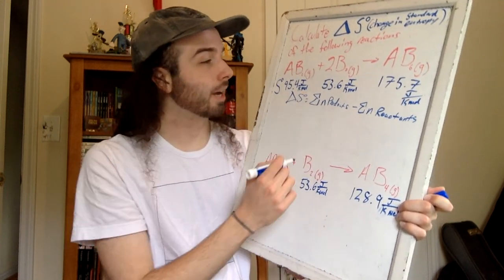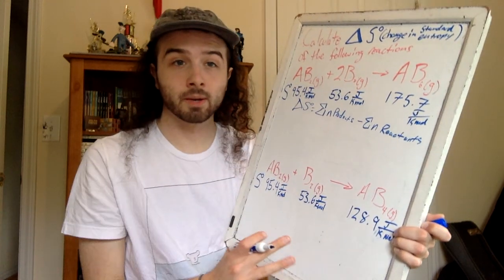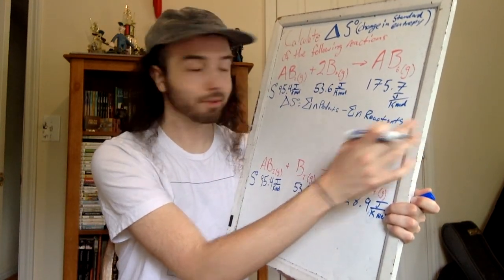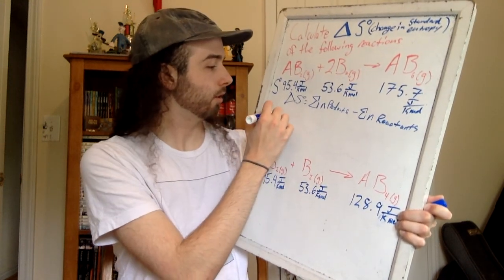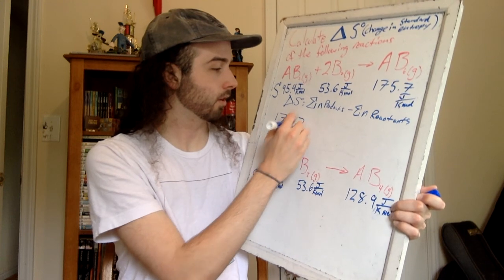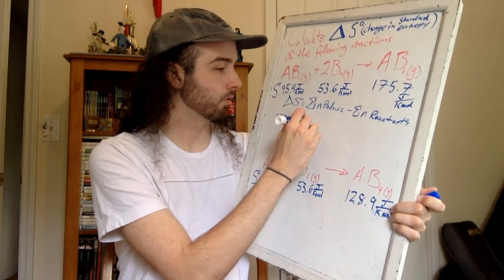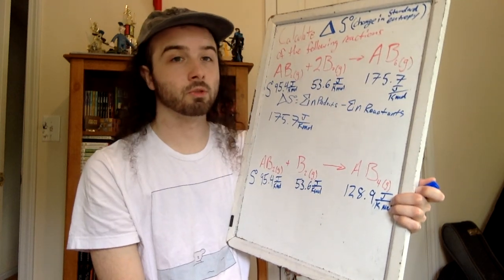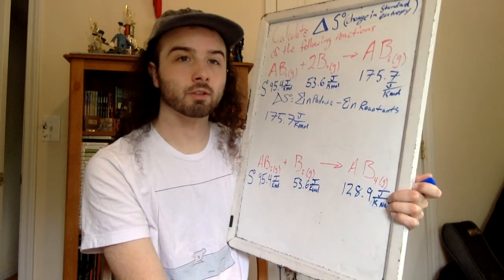All right, so we have this. So let's plug in the values that we have. So let's start off. We have our products. We're going to go over to the right side of our arrow, and we're going to put in 175.7 joules per Kelvin mole. Now, how many moles do we have of our AB6 over here?